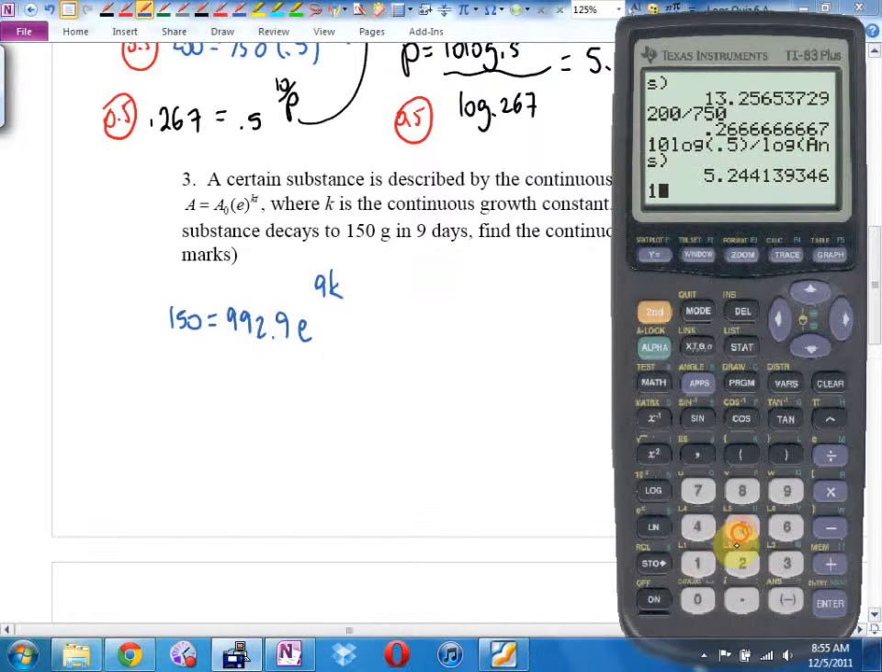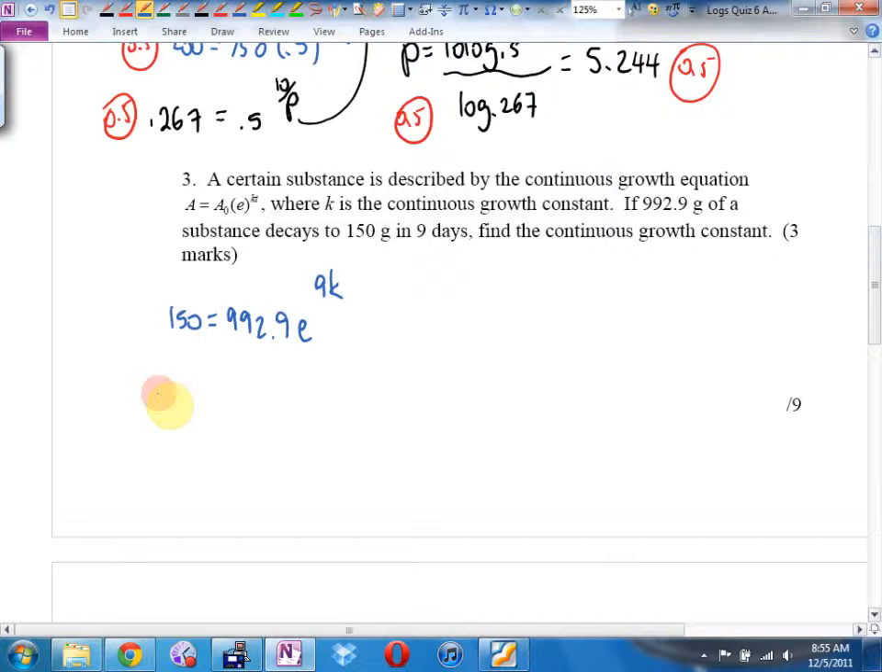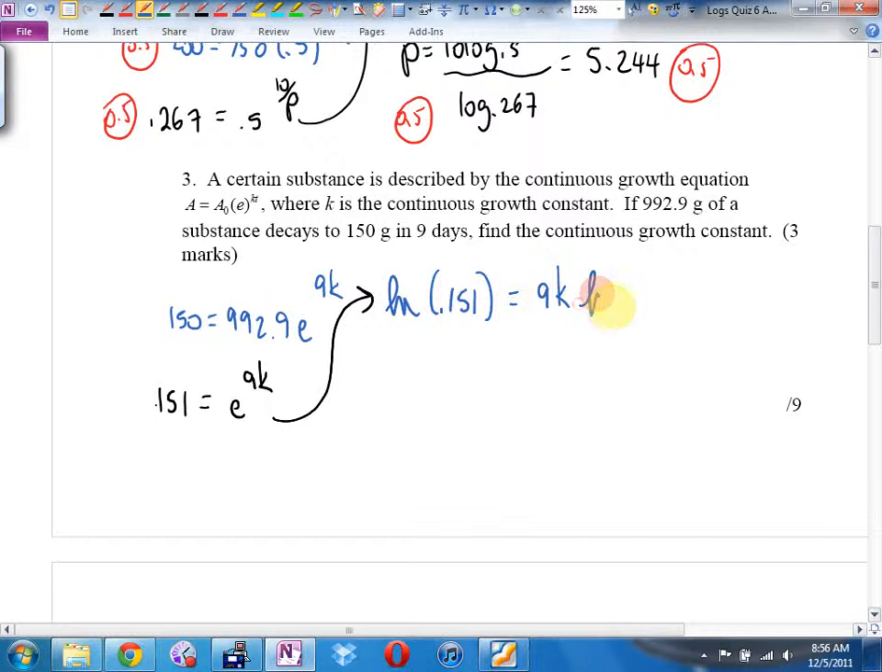And I'll get 0.151, blah, blah, blah. I'll write 0.151. 0.151 equals e to the 9k. I'll take the ln of both sides. And when I do that, the 9k will move to the front. Thankfully, the ln of e is 1.